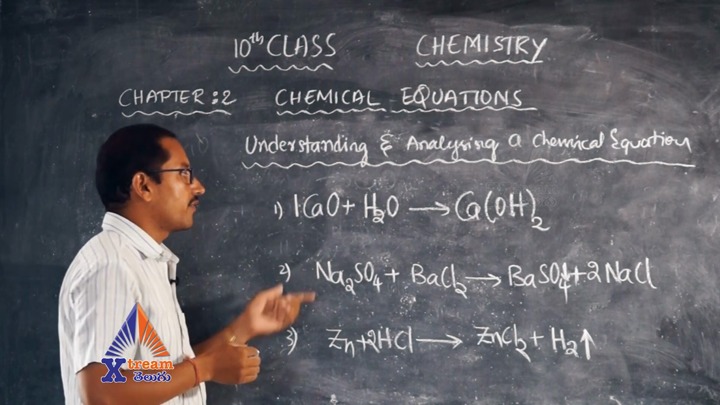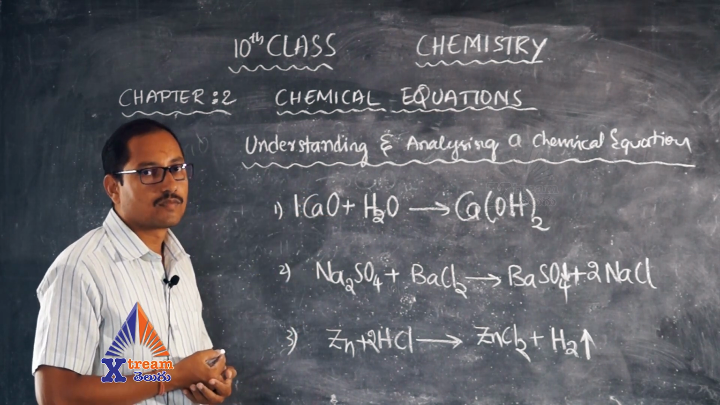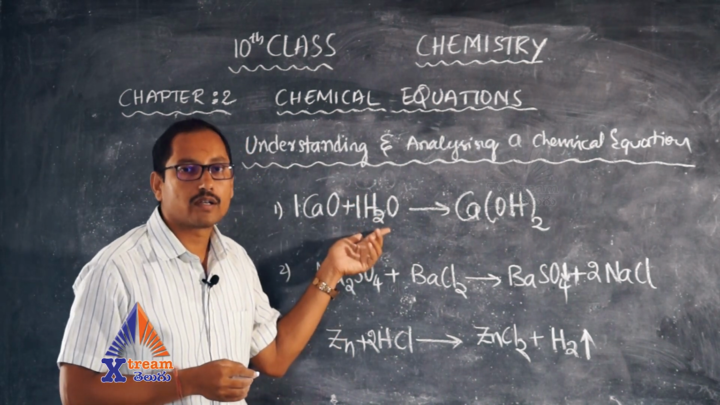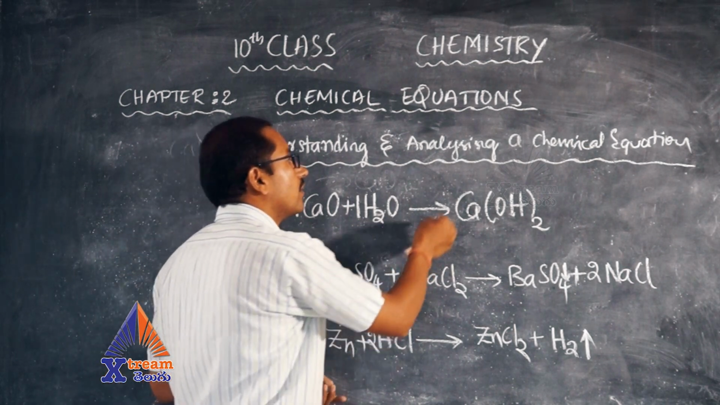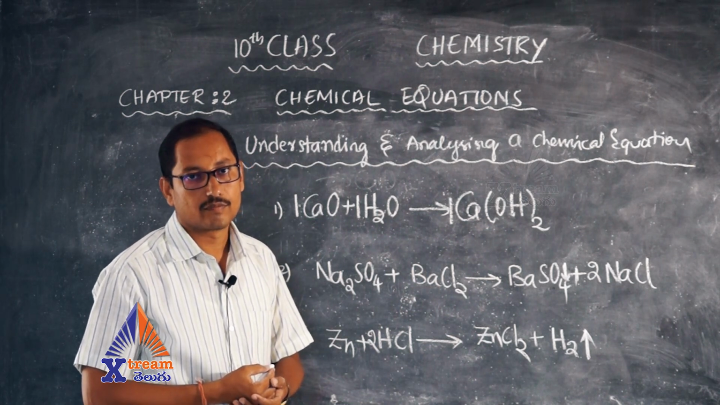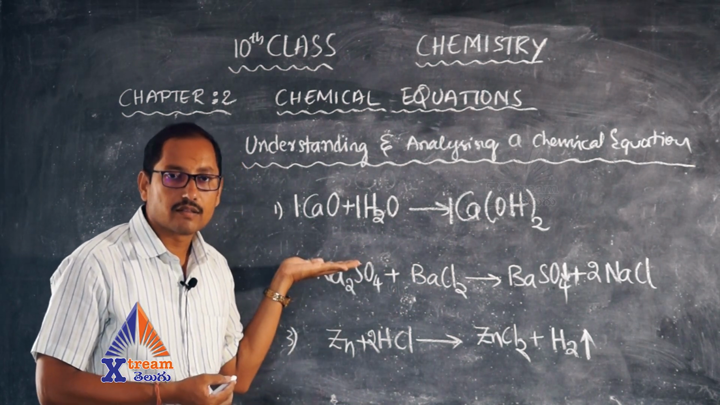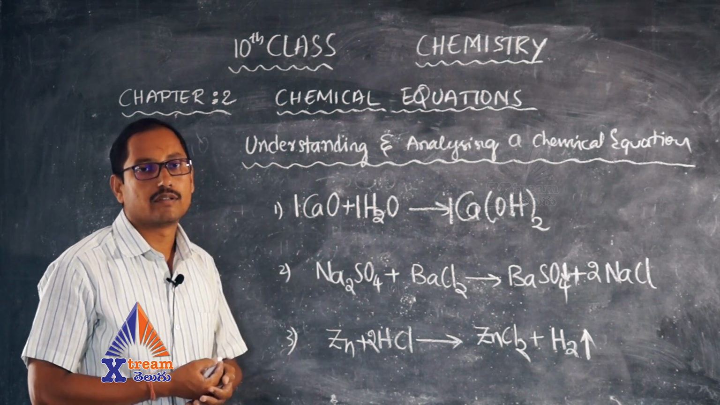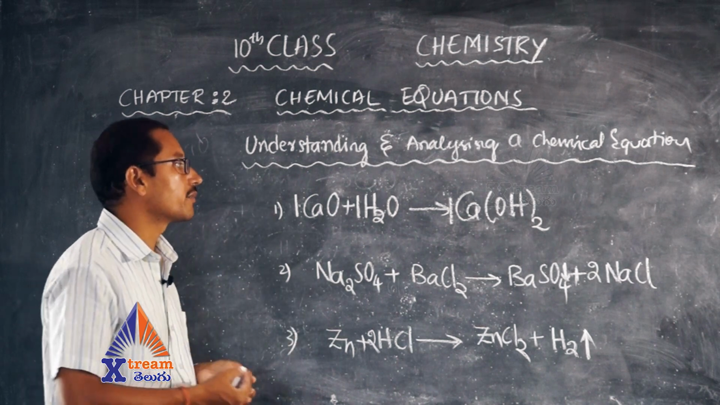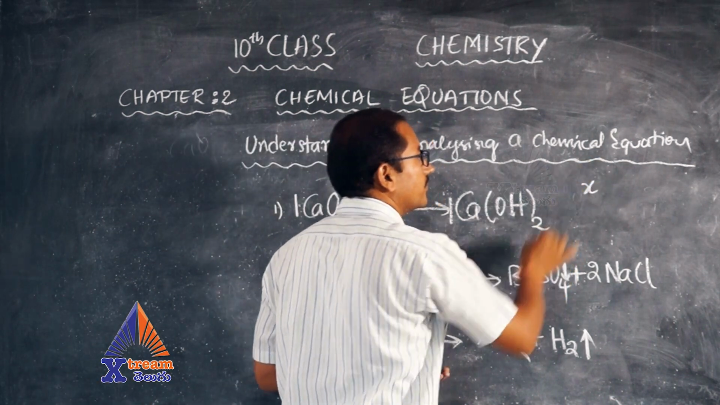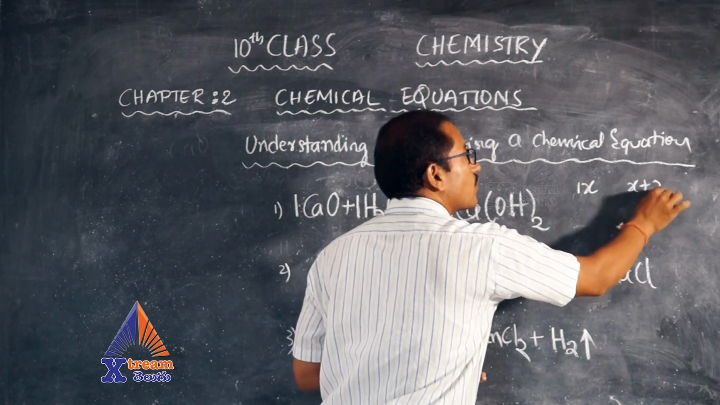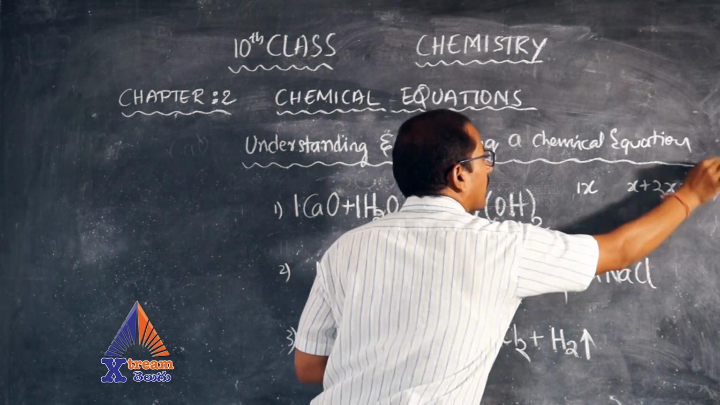One molecule of calcium oxide reacts with one molecule of water to give one molecule of calcium hydroxide. If no numbers are written in front of the chemical formula, that means you have to understand one is there. For example, in mathematics, if you write x, that means it is 1x. For example, x plus 2x is equal to, you write 3x.